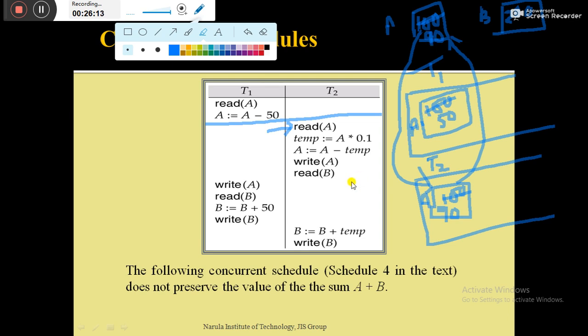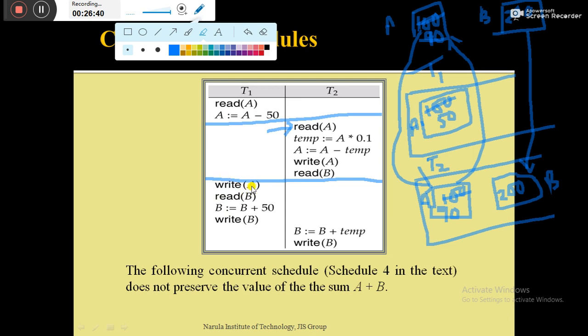It becomes 90 rupees. Then read B. Read B means it reads from hard disk. So it is B. Now the value of B is 200. Now after that time slot, CPU releases T2 and CPU starts again back to T1.